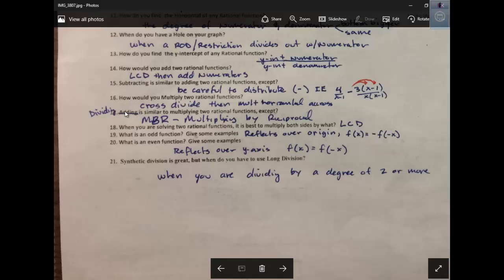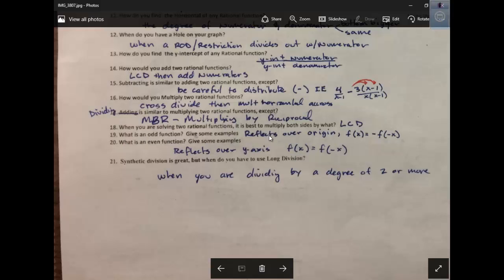And then I went ahead and scratched this out because I think we were referring to dividing. So if you're going to divide, it's similar to multiplying, where you just multiply by the reciprocal. That's what MBR stands for. And then when you're solving two rational functions, it's best to multiply both sides by whatever the LCD is. That eliminates the denominators and makes your life a lot easier.